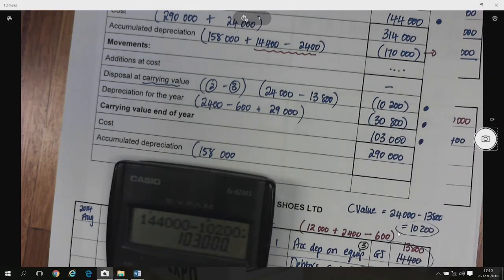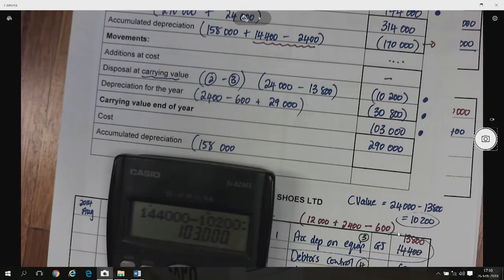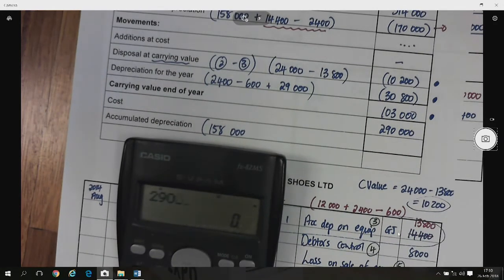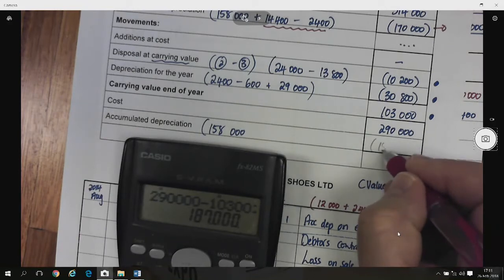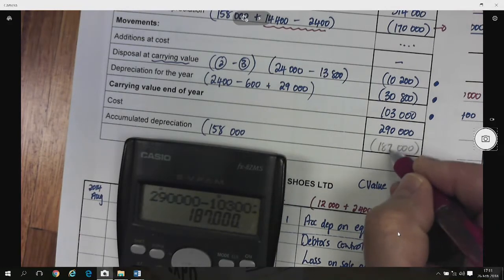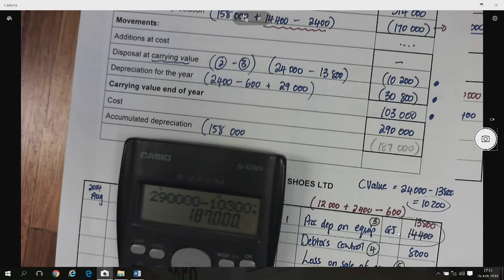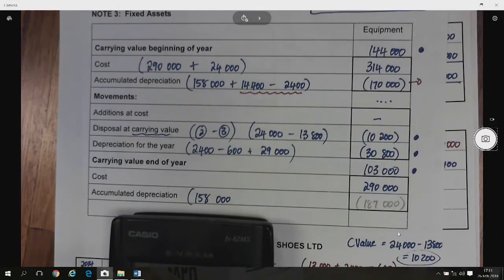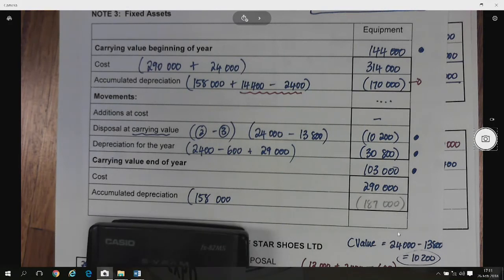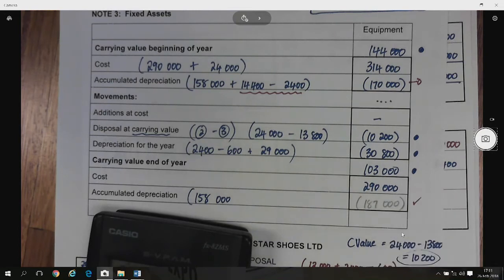If you want to show your movements, you're more than welcome. Okay, most of you now just say, okay, 290,000 minus 103,000, and that gives you 187,000 there, and you put the 187,000 there. In this case, it's 100% correct. But most of the time, it's not correct because you slip up somewhere. So that's why I want you to know how to calculate that. In this case, it is correct, but I still want to show you how to calculate it.